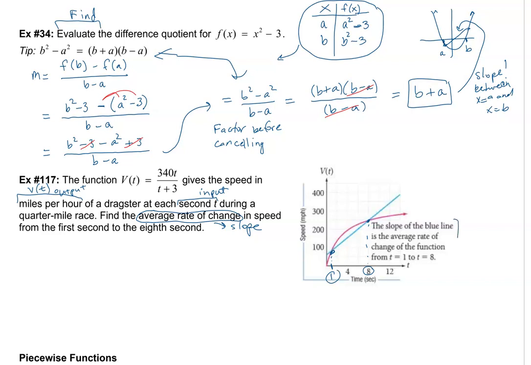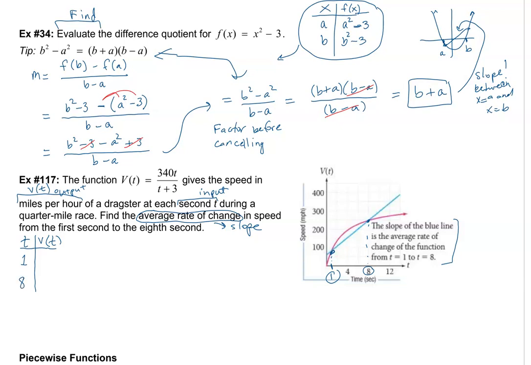The slope of the blue line is the average rate of change of the function from t equals 1 to t equals 8. So we've got our two input values. What we don't have are output values. So I'm going to start by making a little table, t and v of t. Input t equals 1, we'll have to calculate the output, and input t equals 8, we'll have to calculate the output.